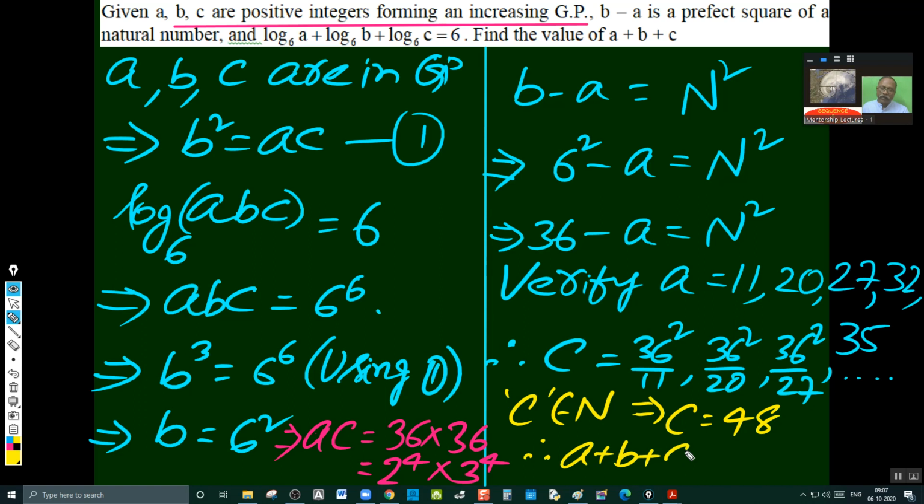Therefore, A plus B plus C लिखेंगे. ये क्या लेने से आया? ये 27 लेने से आया. B क्या है? 36 है. और C क्या है बेटा? 48. कितना होगा देखो? 111. That's it. कितना डेप्थ है देखो. ये पूरा हम सॉल्व करने के बाद ये भूल जाते हैं. पॉजिटिव इंटीजर भूल जाते हैं.